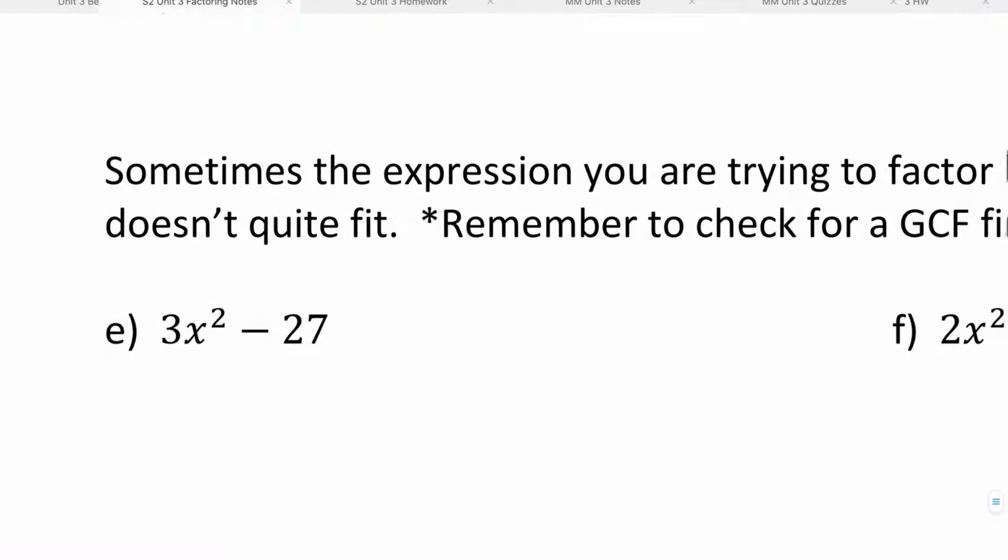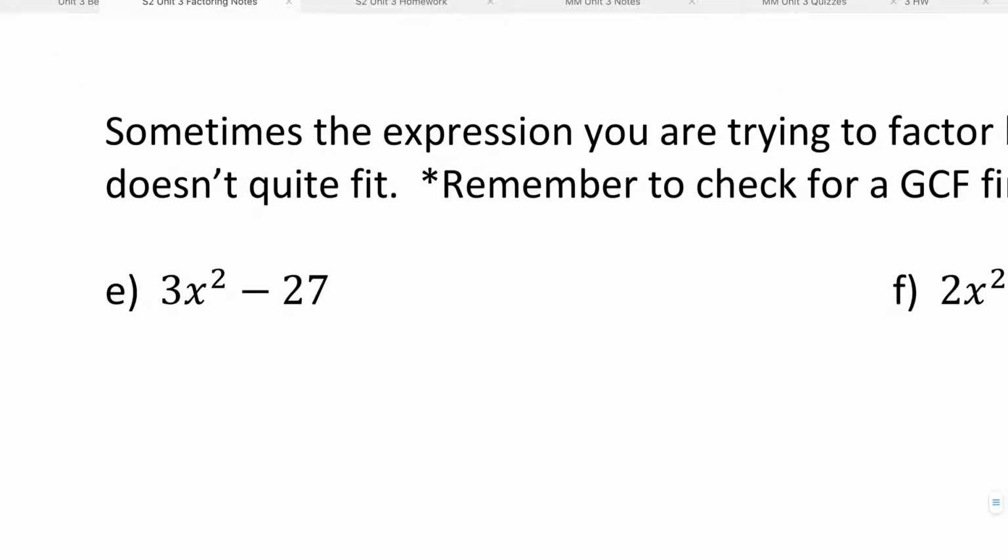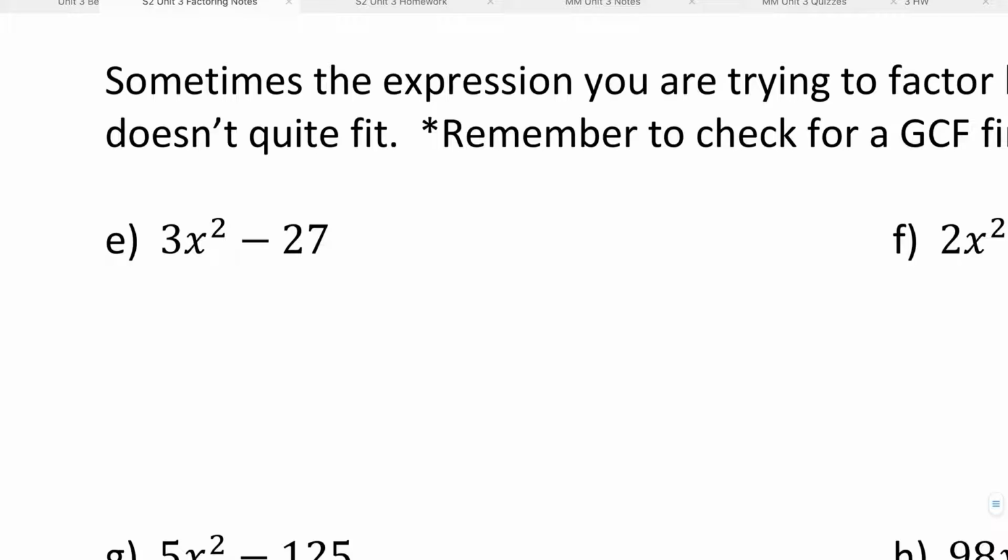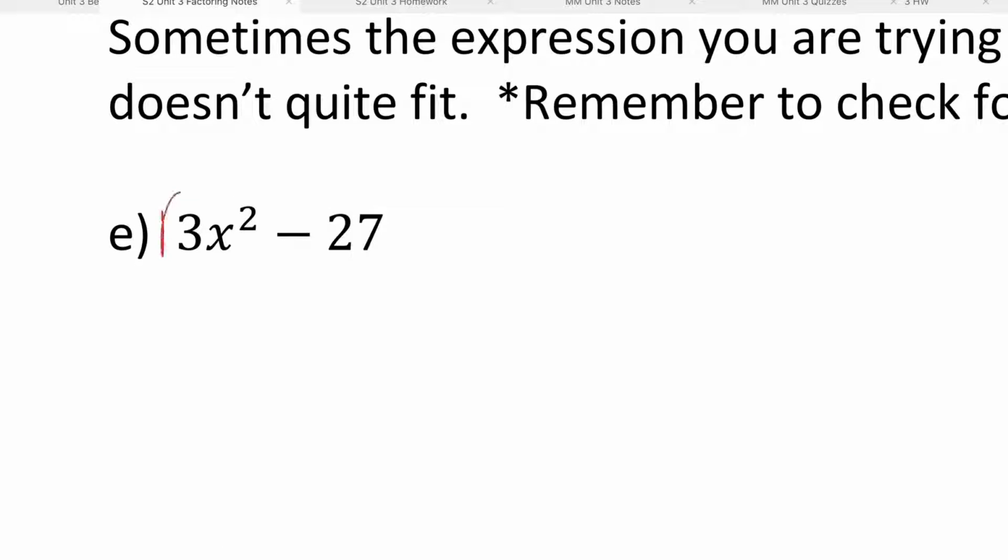So let's do some other examples. Sometimes we'll have the difference of squares, but if we look at e, that doesn't look quite right. If we took the square root of that and took the square root of that, that would not look very nice. So the first thing we would want to do is take out the GCF, the greatest common factor. Here we can take out a 3.